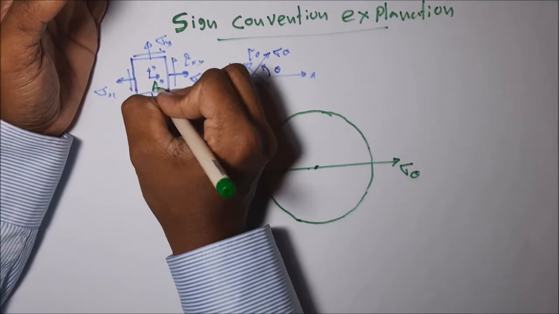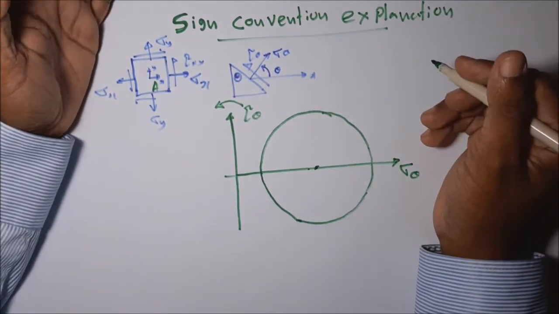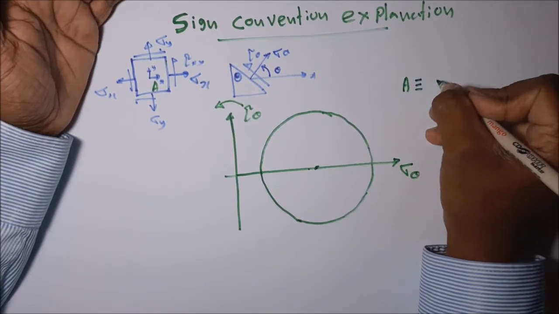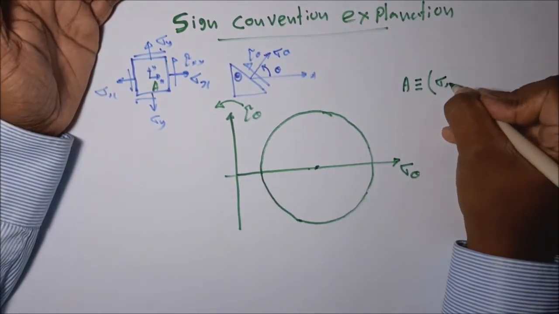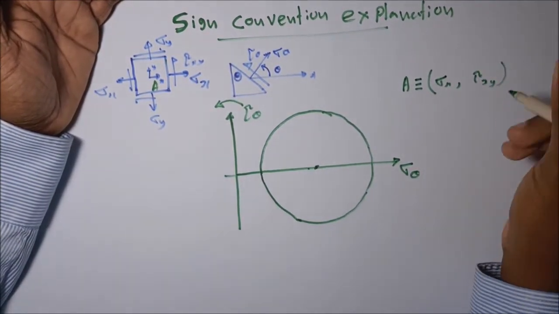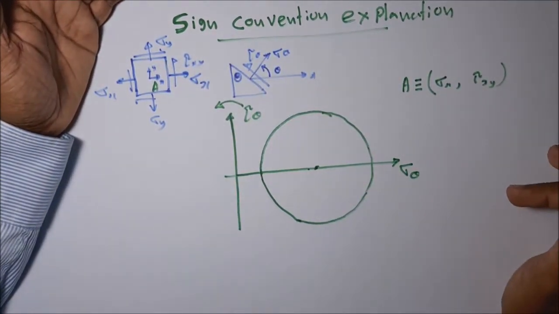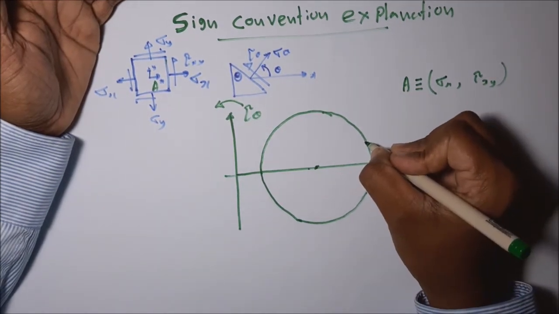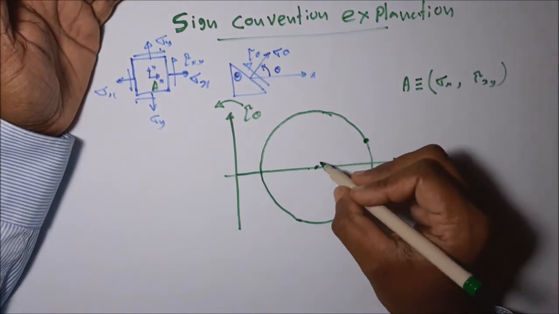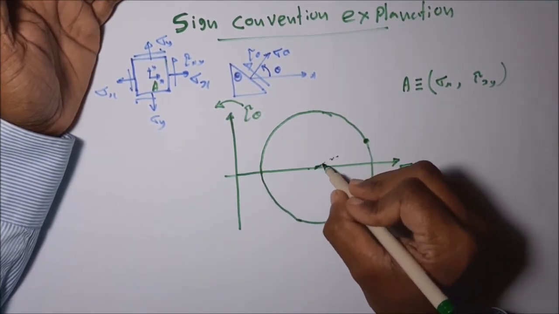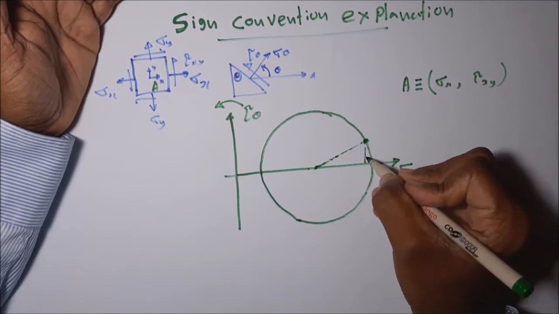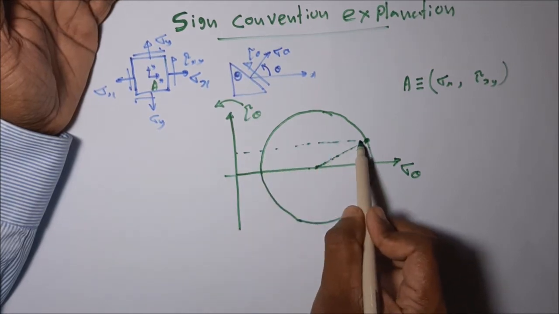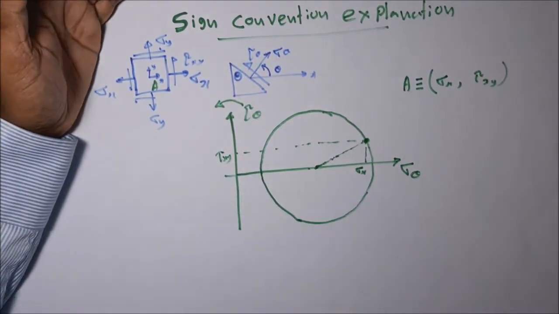Let's take the A plane, which is normal to the positive x coordinate direction. We take it as A. For the A plane, we can mark the coordinate in this way: sigma x, comma tau xy. Both are positive according to our sign convention. So that point we can mark somewhere in this kind of position, because both are positive. Here it is sigma x, and here it is tau xy.